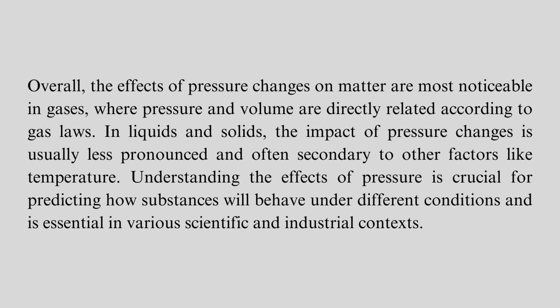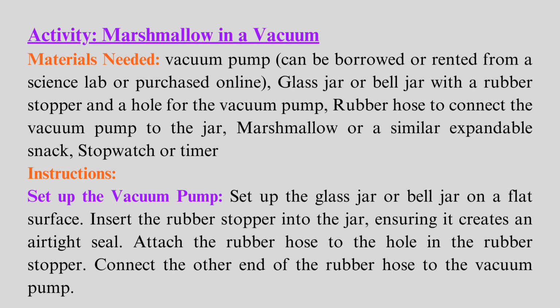Understanding the effects of pressure is crucial for predicting how substances will behave under different conditions and is essential in various scientific and industrial contexts. Activity. Marshmallow in a vacuum. Materials needed. A vacuum pump can be borrowed or rented from a science lab or purchased online. Glass jar or bell jar with a rubber stopper and a hole for the vacuum pump. Rubber hose to connect the vacuum pump to the jar.